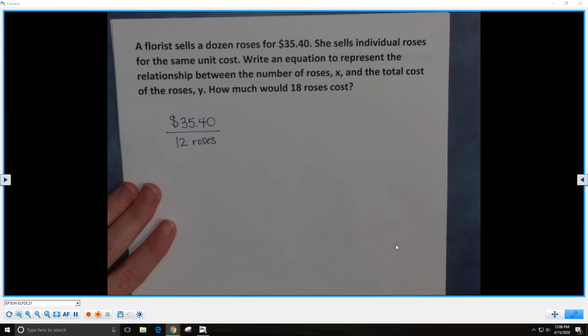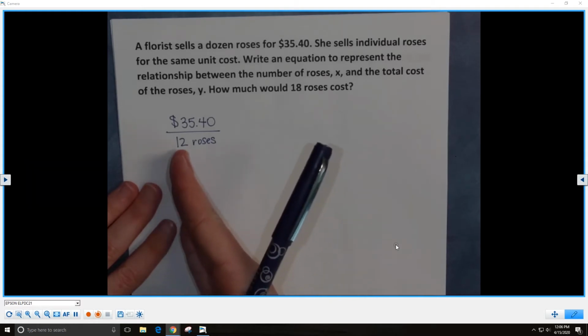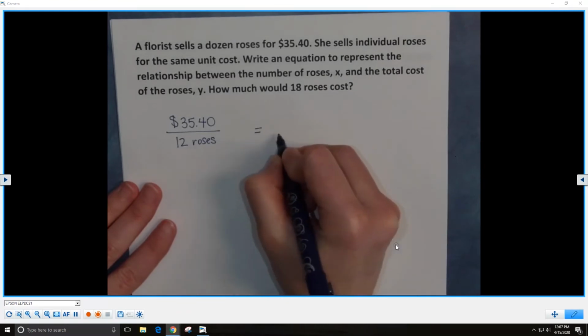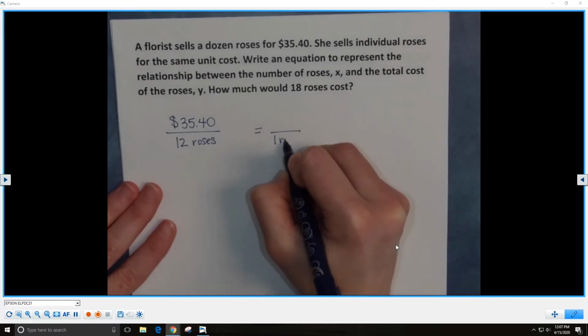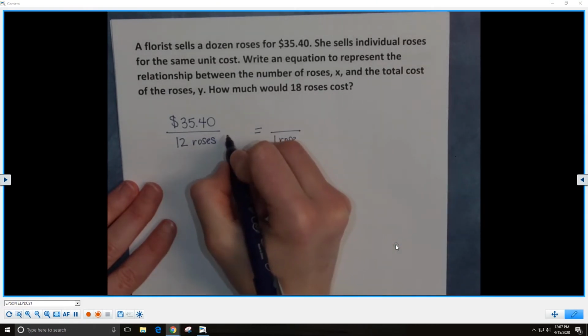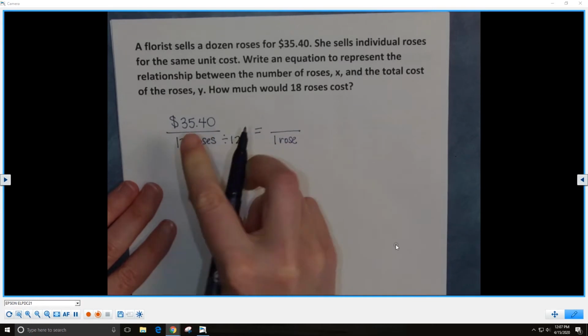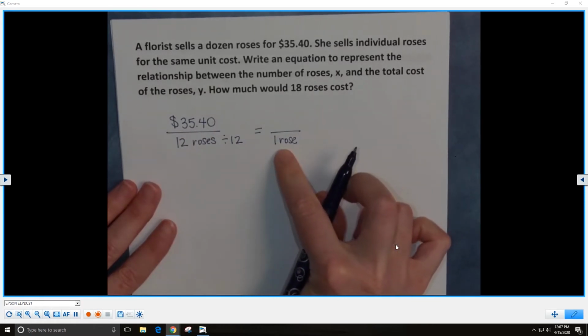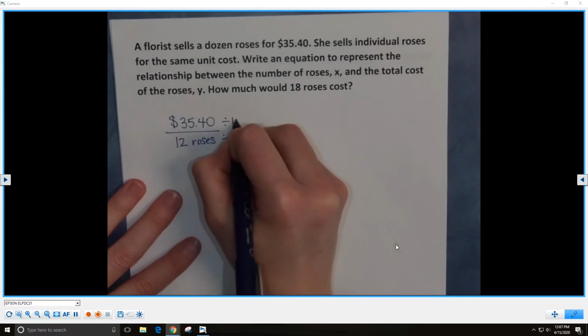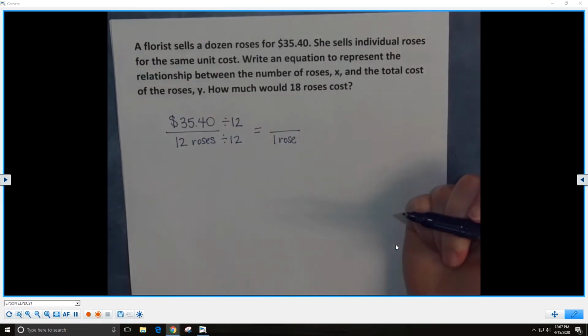Okay, so we now need to calculate the constant of proportionality so that we can write our equation. In order to find our constant of proportionality, we're going to need 1 on the bottom here, 1 rose. So in order to set up our constant of proportionality where we have 1 rose in the denominator, we're going to need to divide by 12, because 12 divided by 12 will give us the 1 rose. Well, if we divide by 12 in the denominator, we're also going to need to divide by 12 in the numerator so that we create an equivalent ratio.